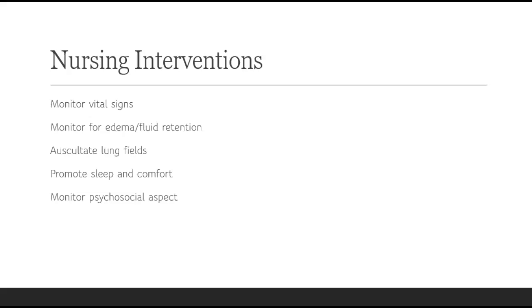Make sure you're watching their urinary output. Monitor for edema or fluid retention. So elevate the legs, that helps decrease edema. Loop or thiazide diuretics, low sodium diet, and a daily weight, and measuring the abdominal girth, especially if your patient has ascites. Auscultate lung fields. Crackles or wheezing, those can indicate that there's fluid in the lungs. Coughing or complaints of dyspnea, shortness of breath.